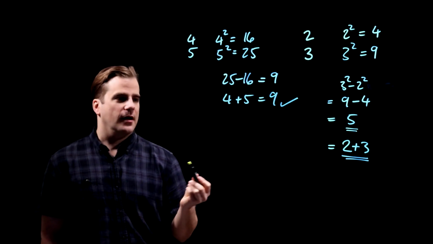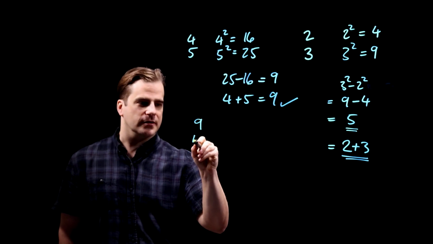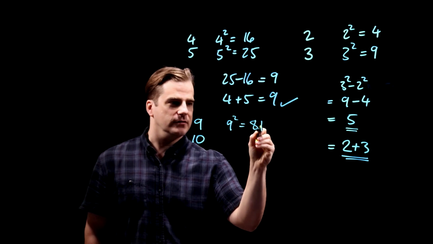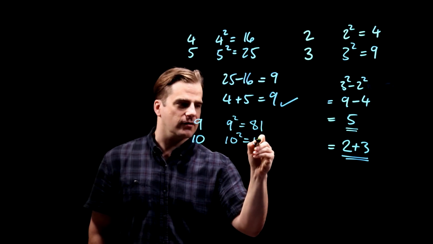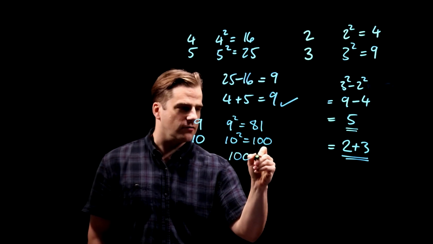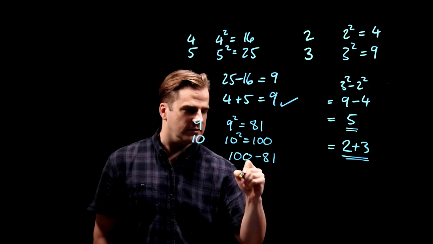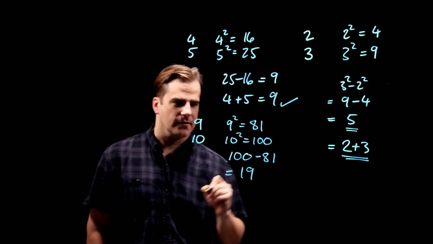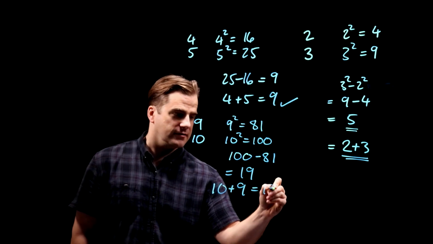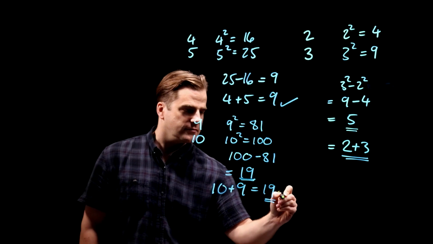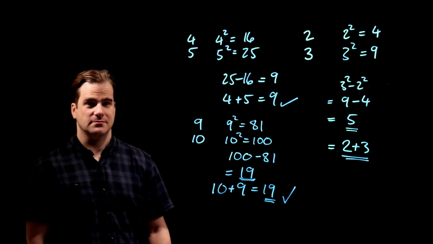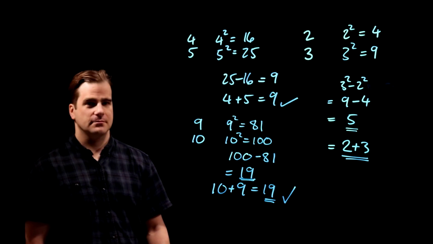One last example. Let's do 9 and 10. Okay, 9 squared is 81. 10 squared is 100. So the difference between their squares is 100 minus 81, which is 19. And 10 plus 9 is 19. It always works. Clever, right? No?